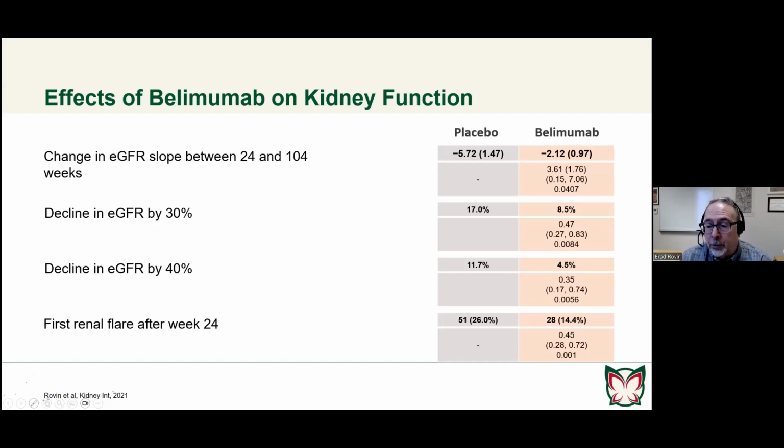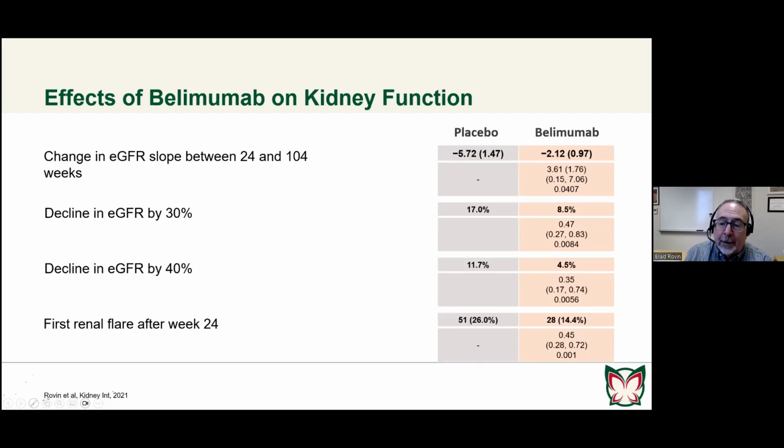Remember, belimumab was unique at the time for BLISS-LN. It was a 2-year trial, and it allowed us to look at the change in slope of GFR over the 2-year period of time. And what you see in the first category is a negative 5.72. That means the loss of yearly GFR in the placebo group was about 5.7 mL per minute per 1.73 meters squared per year. Compare that to the loss in the belimumab group, which was significantly less.